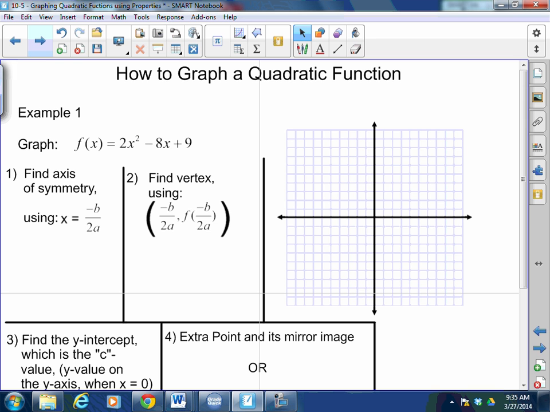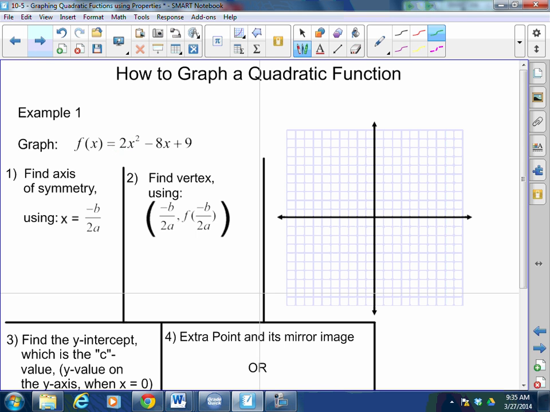How to graph a quadratic function. I made this very neat and organized for you. I want you to please simply follow directions, and you're going to see how easy this is. I want to graph 2x squared minus 8x plus 9. Right off the bat, does this have to point upwards or downwards? You don't need to write that down, but you need to know in the back of your head that this graph better be pointing upwards. If you graph it downwards, you're going to get it wrong. So make sure that it is going upwards.